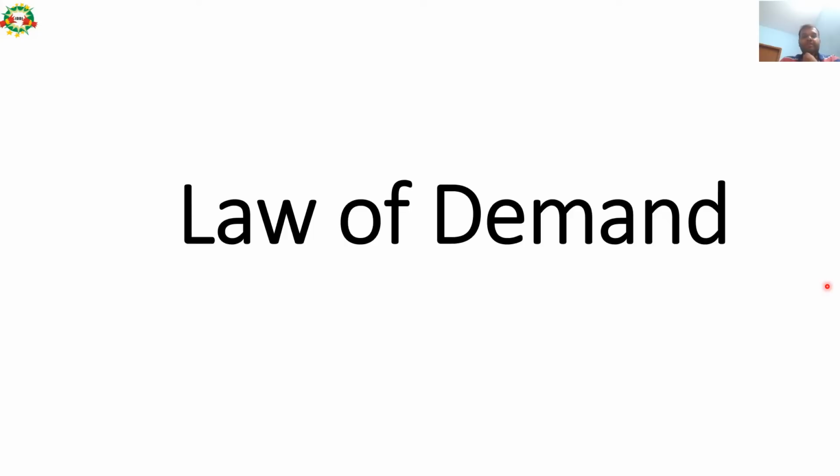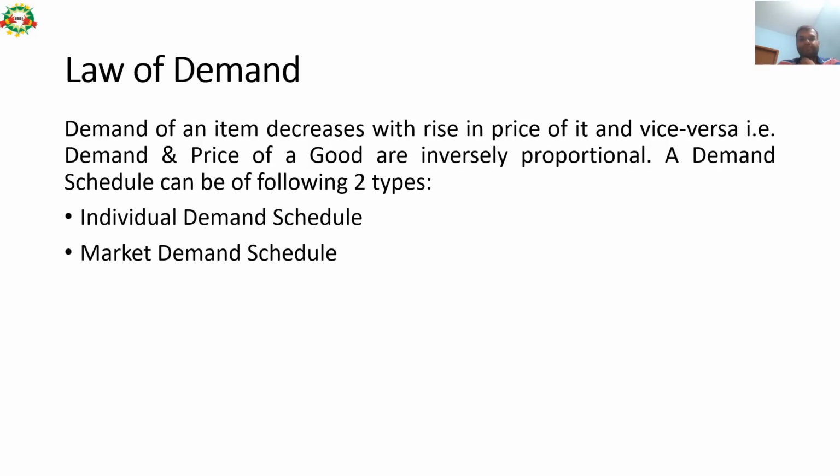The next important concept is the law of demand. It states that the demand of an item decreases with a rise in its price, and vice versa. If the price of an item increases, then demand will decrease, and if the price decreases, then demand will increase. That is, demand and price of a good are inversely proportional to each other. A demand schedule can be of two types: the individual demand schedule and the market demand schedule. Let us see each one.